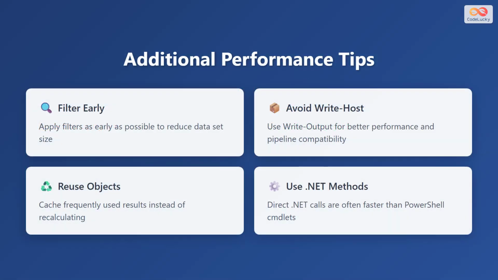Let's wrap up with 4 more essential tips. First, filter early. Apply your where conditions as soon as possible to reduce the amount of data you're working with. Second, avoid Write-Host for output. Use Write-Output instead for better performance and pipeline compatibility. Third, reuse objects by caching frequently used results instead of recalculating them repeatedly. Finally, use direct .NET methods when possible, as they're often faster than PowerShell cmdlets. Implement these techniques, and you'll see significant performance improvements in your scripts.